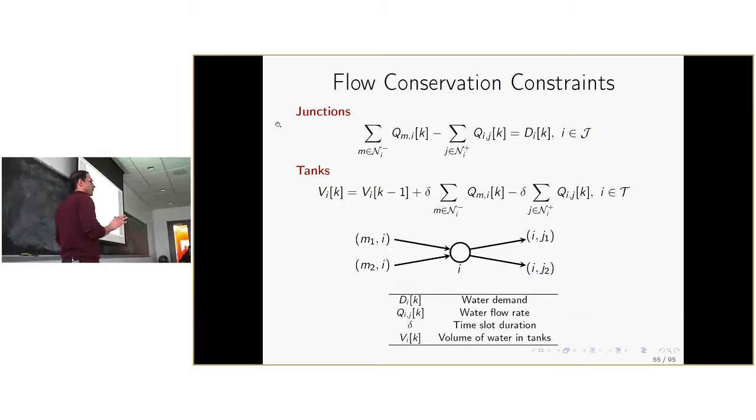Flow conservation constraint is easy. The nodes are either junctions or tanks. At each node, we need to ensure that incoming flow is equal to outgoing flow. And in tanks, at time k, the volume of water in tank i is equal to the volume of water at the previous time slot, plus the difference between incoming flow and outgoing flow to the tank.